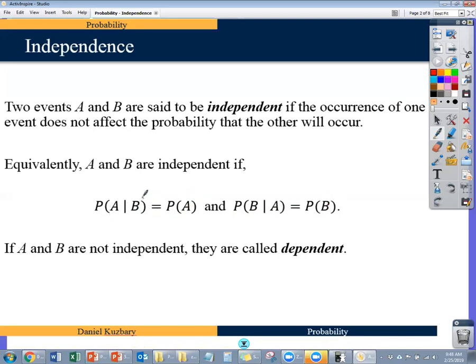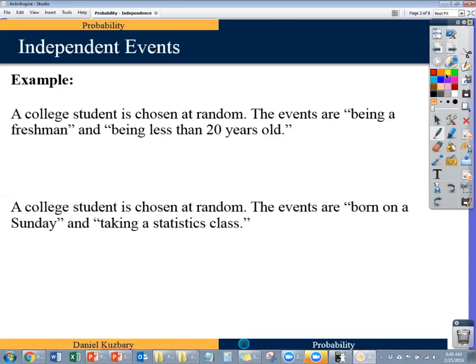So the conditional probabilities, you could say, don't really exist. Really what we're saying is the conditional probabilities are simpler. They don't take the given thing into account when the events are independent. If two events are not independent, we're going to call them dependent, and this is going to affect how we do the multiplication rule. But first, let's just look at an example of some independent and dependent events.